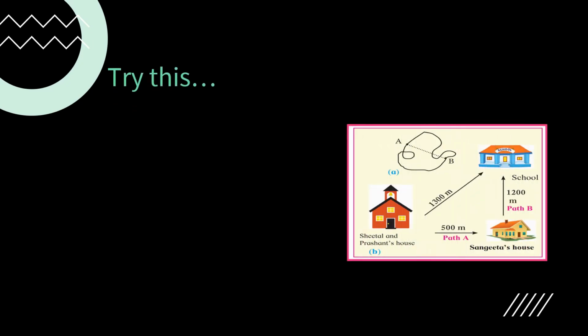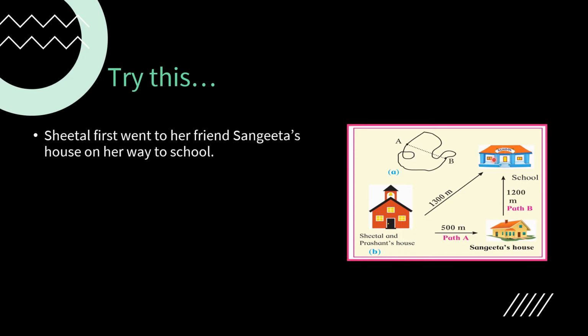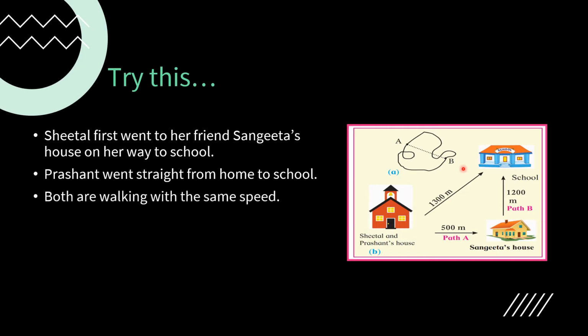Children, now let us try an activity. Take this picture. This is Sheetal and Prashant's house. This is Sheetal's friend Sangeeta's house, and this is the school. One fine day, Sheetal went to her friend Sangeeta's house on her way to school, picked her up and then went to school. But Prashant went straight to school from home.